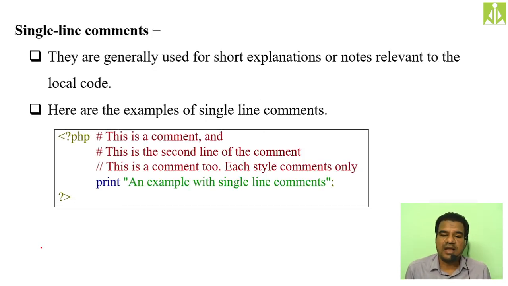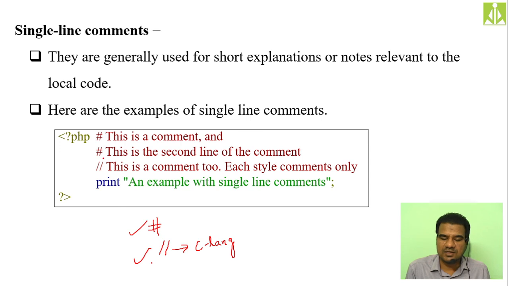So to include only one line of comment inside your PHP code, we use the single line comment. For that you can use two different symbols. One is the hash, this one, or you can use a double forward slash, like in your C language. We use this type of single line comment in C language as well, isn't it? So this is allowed, as well as the hash.